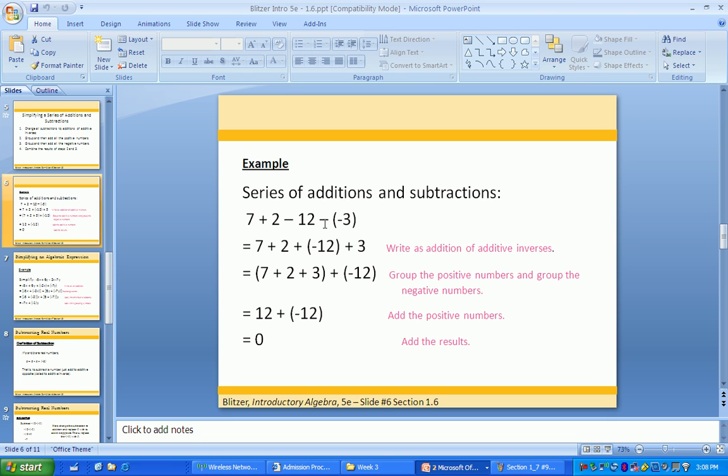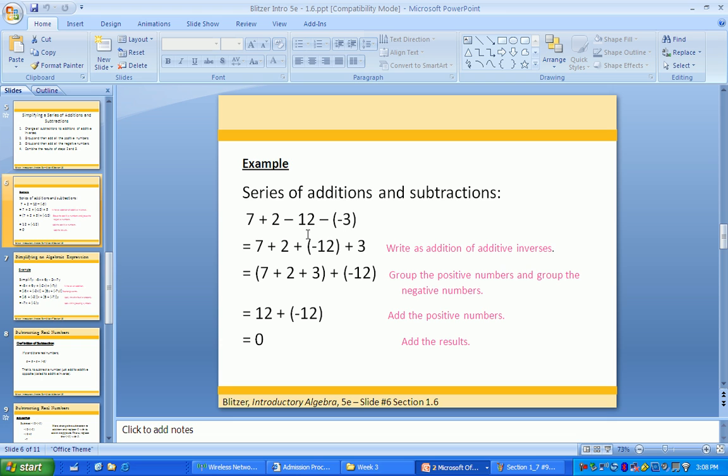And here we also have another subtraction. We want to put an addition. When we do that, we have to change the sign of the number we're working with. Since it's negative 3, we have to change it to a positive 3. So we write positive 3. One little trick to note here: when you have two negatives next to each other like this, two negatives equal a positive. So here we have a plus 3.